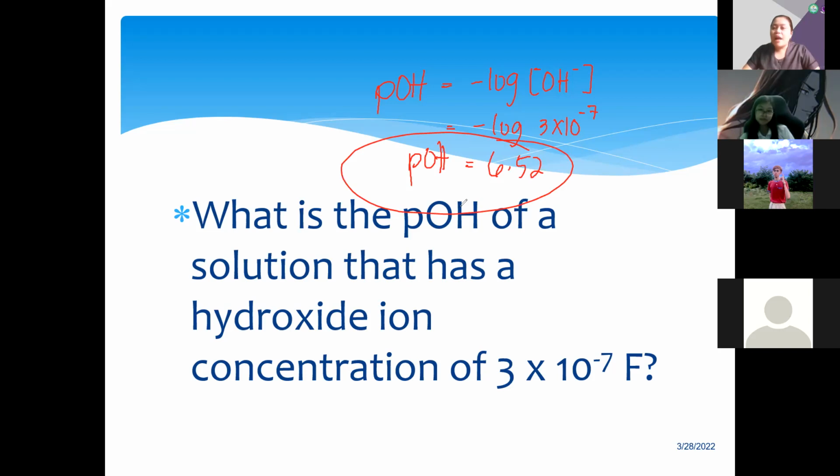Okay? But if we're going to look for the pOH, we cannot easily identify whether the substance is basic, acidic, or neutral. Kasi our Sorensen system uses the pH only. Yung 1 to 14, that is for the pH only. So if ever you really want to know whether the substance here, which has a given pOH, is acidic, basic, or neutral, you have to first compute for the pH. And I will teach you later how you are going to do that.